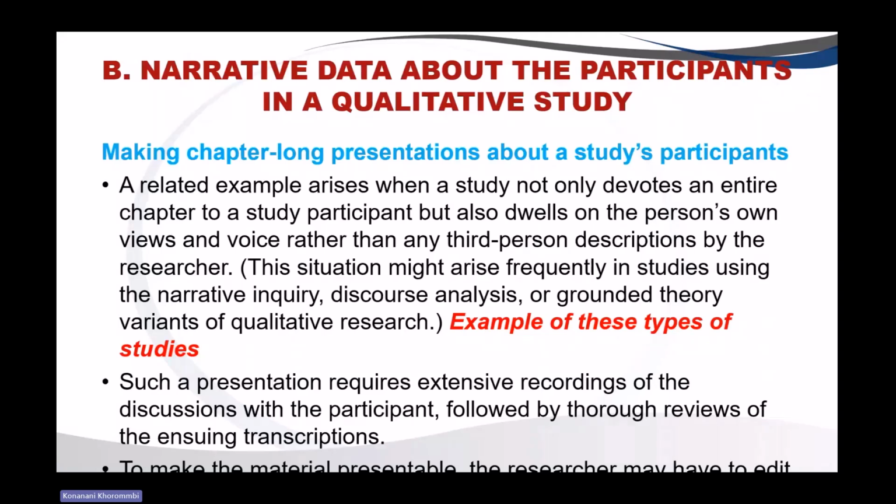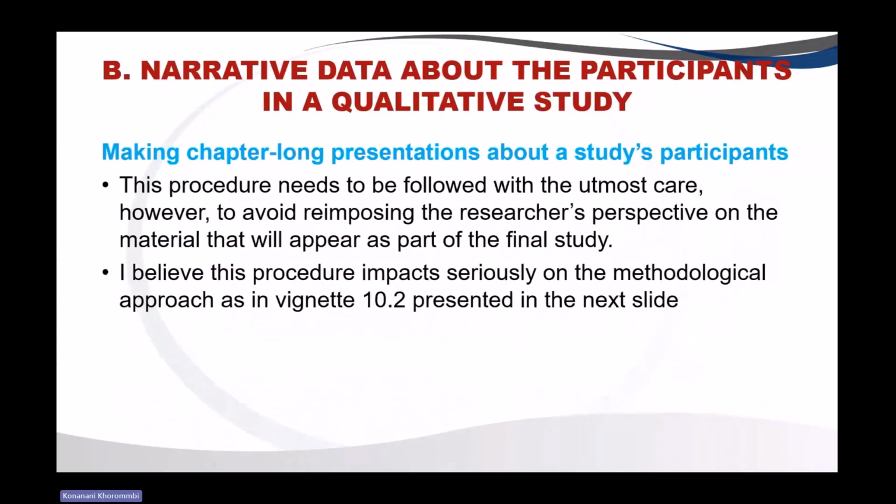So when people read, you don't lose them. If you just take any transcription and throw it at everybody, then people are going to get lost. We mustn't do that. This is what is said here on this line, which is not visible: this procedure needs to be followed with the utmost care, however, to avoid reimposing the researcher's perspectives on the material that will appear as part of the final study. And this is an element of bias that might be introduced because of the flexibility of the study.